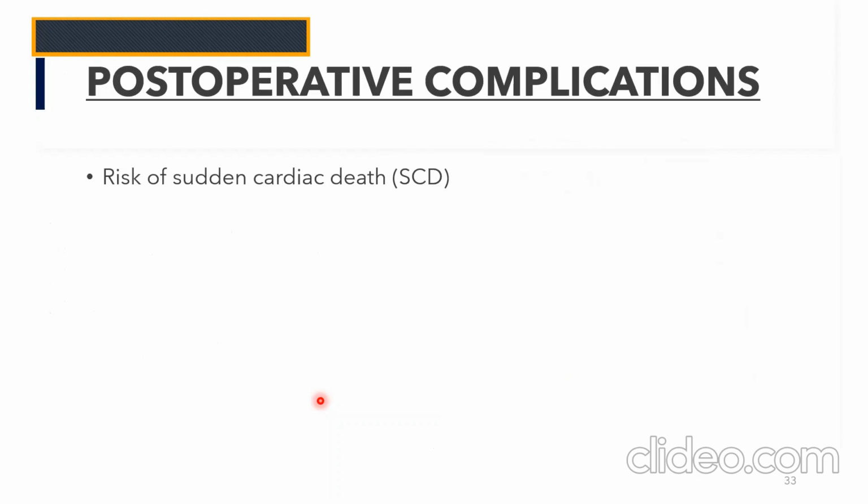So we are almost at the end of the topic. My friends have covered all the topics, and now we will discuss the post-operative complications of tetralogy of Fallot. First is the risk of sudden cardiac death. This is due to pulmonary regurgitation, and it is also related to right ventricular hypertrophy.